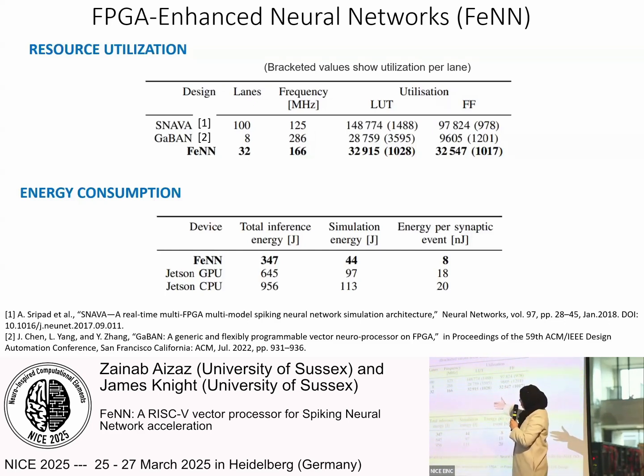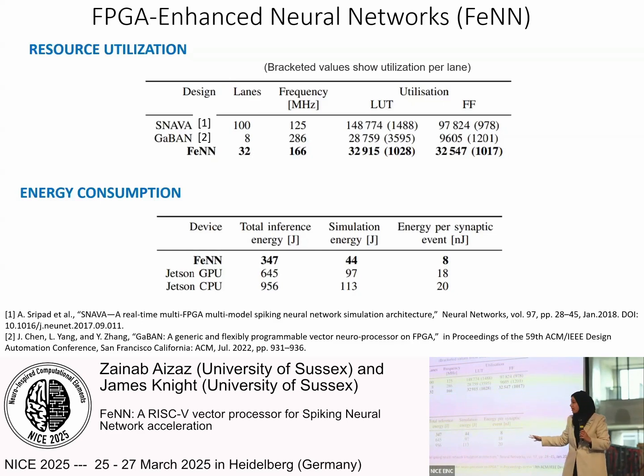And ours is 166 megahertz, the middle of the 3, but our utilization is better than theirs. In brackets, you can see utilization per lane: the whole of the resources divided by the number of lanes. So we are excelling in that.